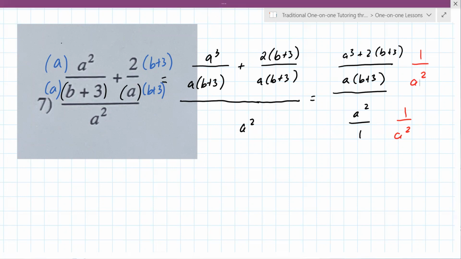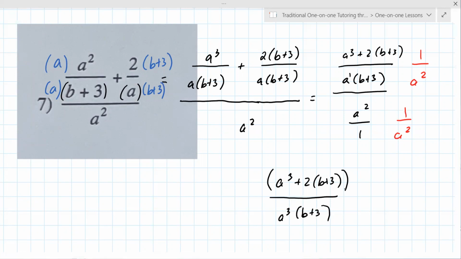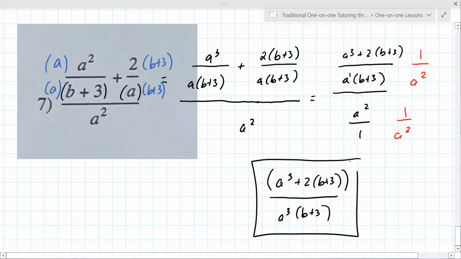Okay, so again, there's a lot going on here. In the top we've got a cubed plus 2 times b plus 3. On the bottom, the a to the 1 times the a squared makes a cubed b plus 3. And while it looks like there might be some cancellations, you have to remember there are implied parentheses in the numerator and the denominator. They're implied, meaning you've got to write them, and that's like an impenetrable wall. You can't just cancel stuff. So this is your final answer on that one.